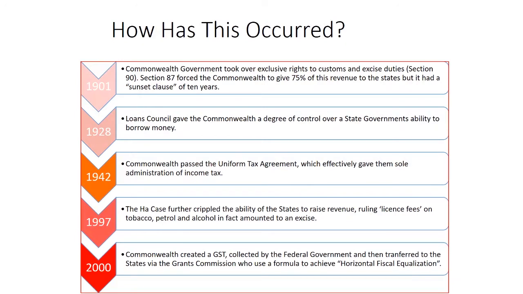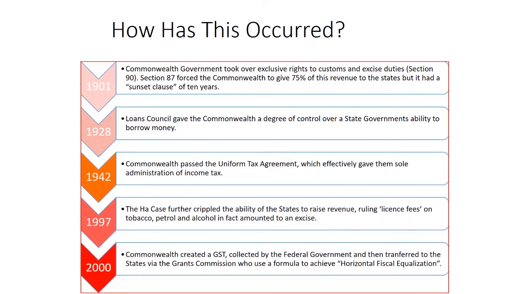So, how has the federal government increased its financial power over the states? Very briefly, things started the minute the Constitution was signed, because Section 90 gave the Commonwealth Government a huge win in giving them the exclusive right to customs and excise taxes or duties. A very, very big tax, which reaps a large deal of money. Because of the word exclusive in Section 90, by definition, the states were shut out, and they could not raise customs and excise duties of their own.